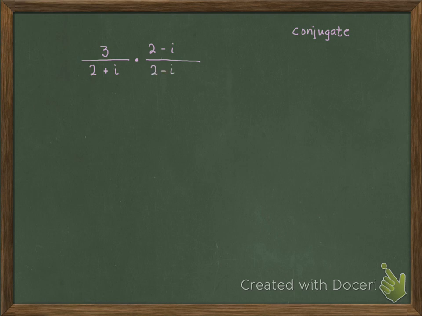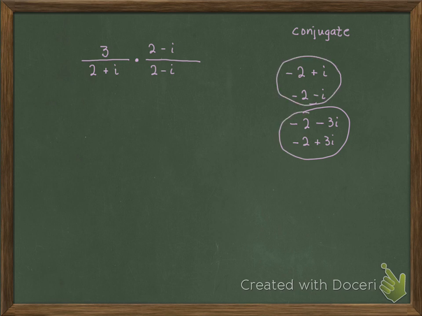So all we've done is kept the numbers the same, the real part and the imaginary part, and just changed the sign in between. For example, if that was -2 plus i, the conjugate of that would be -2 minus i. If that was -2 minus 3i, the conjugate of that would be -2 plus 3i. Okay, so these are conjugate pairs. All we're doing is changing the sign in between the a and the b parts of our imaginary numbers.